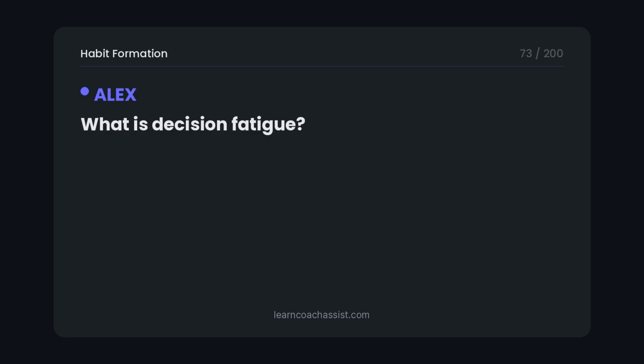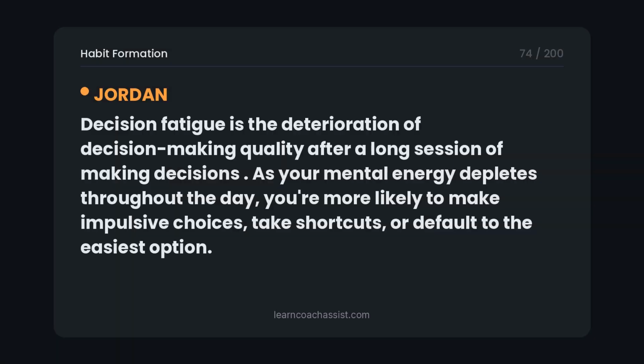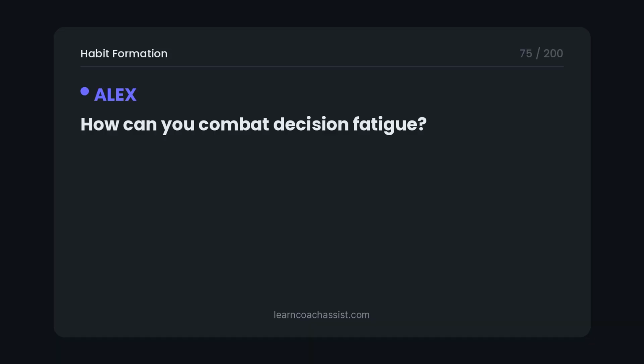What is decision fatigue? Decision fatigue is the deterioration of decision-making quality after a long session of making decisions. As your mental energy depletes throughout the day, you're more likely to make impulsive choices, take shortcuts, or default to the easiest option. How can you combat decision fatigue?